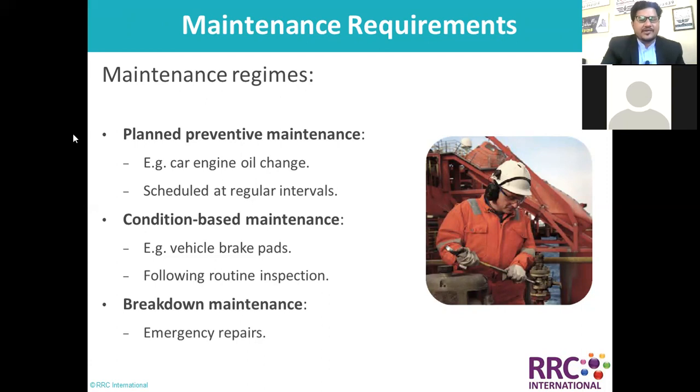And especially, we can give an example of car engine oil. If you don't change the oil after a certain distance, maybe 3,000 kilometers or something like that, what would happen, even to your car? So scheduled maintenance at regular intervals must be followed, first of all. Conditions-based maintenance means vehicle brake pads and following routine inspection. And breakdown maintenance means emergency repairs.